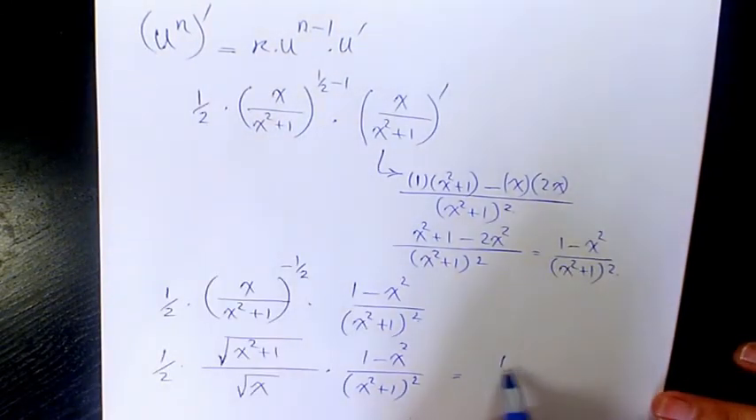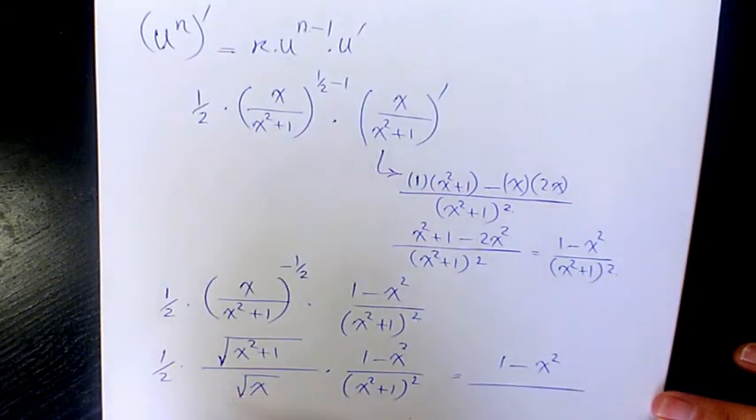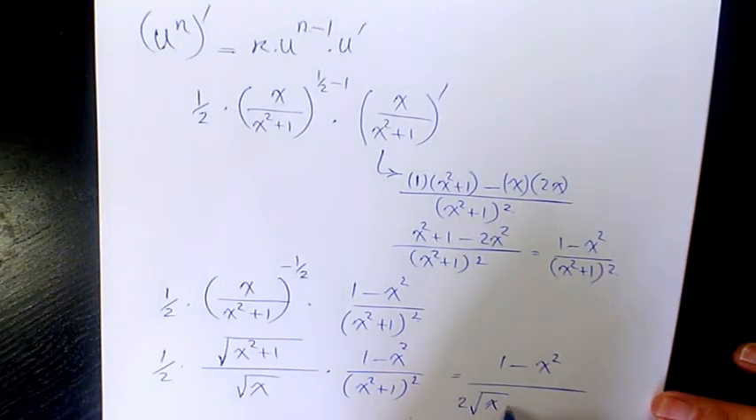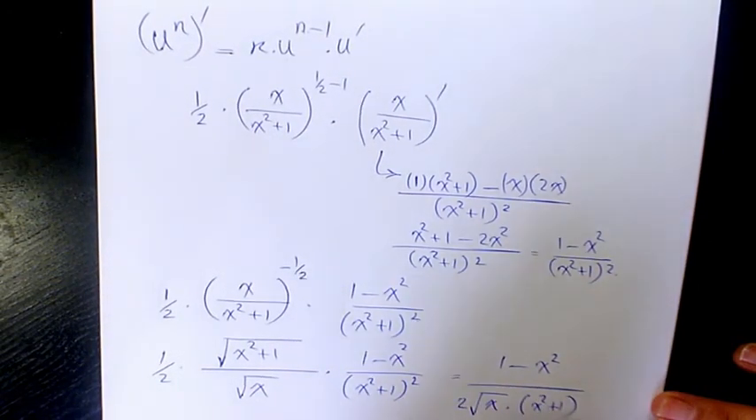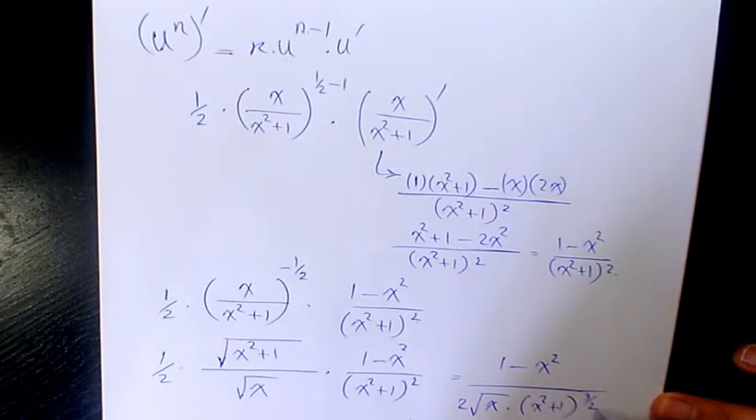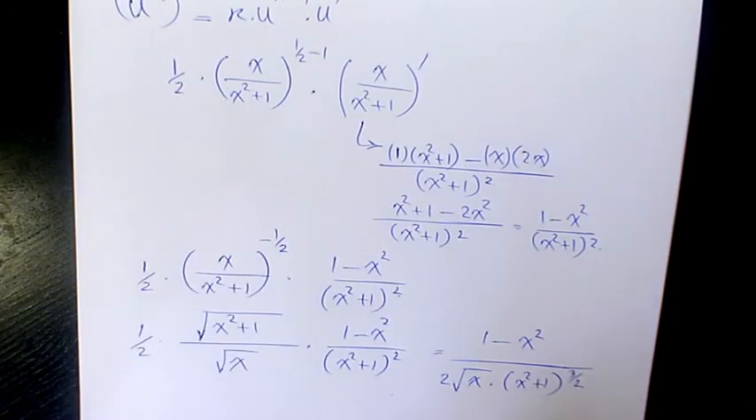So that's going to be 1 minus x squared divided by 2 root x times x squared plus 1 to the power of 2 minus 1 half, which is going to be 3 over 2. That's going to be the final answer.